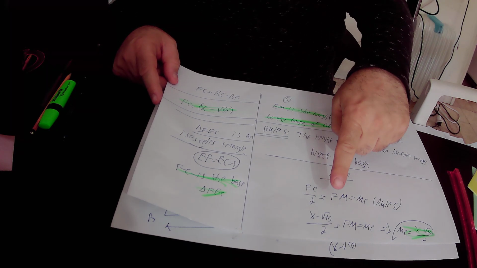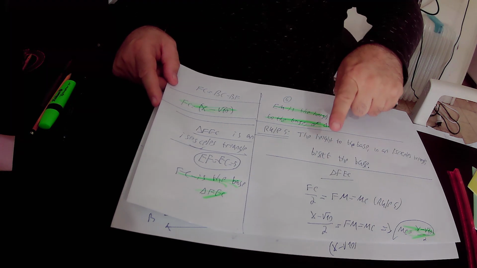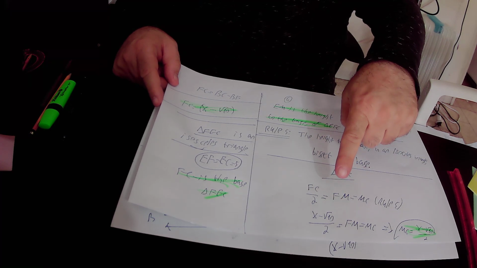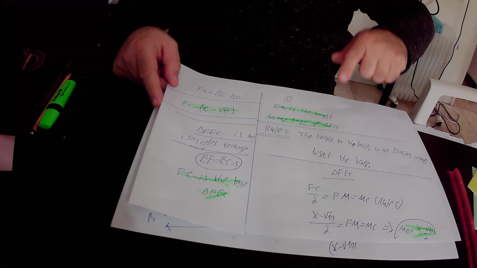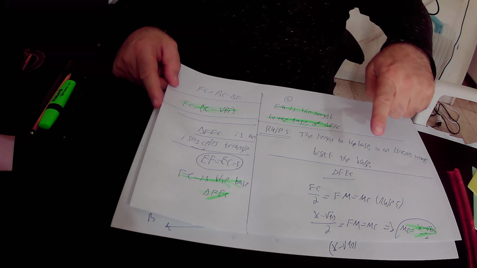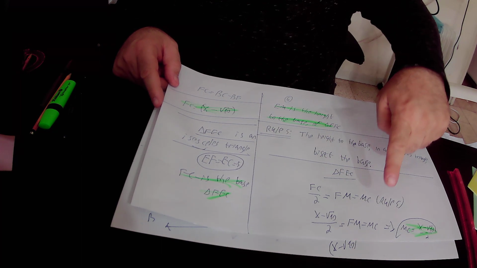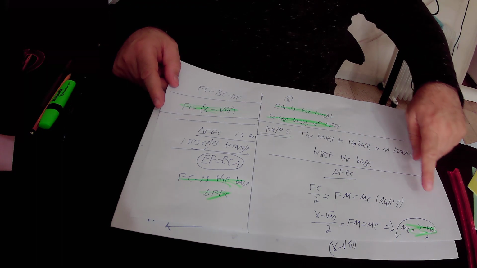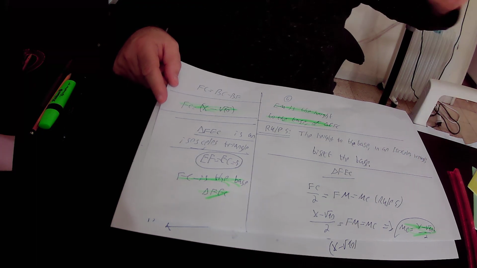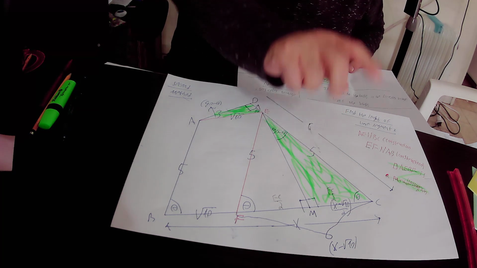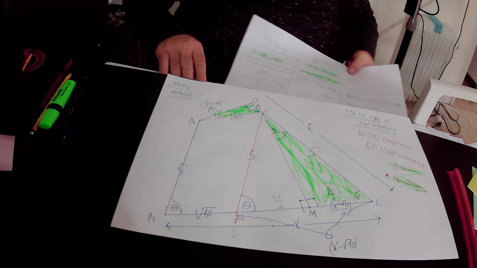FC equals x minus square root of 10 units, so FC over 2 equals x minus square root of 10 over 2. So here, x minus square root of 10 over 2 equals FM equals MC. That is to say, MC equals x minus square root of 10 over 2 units.